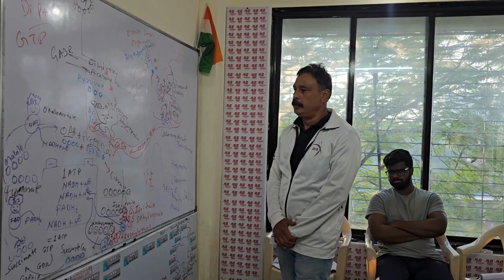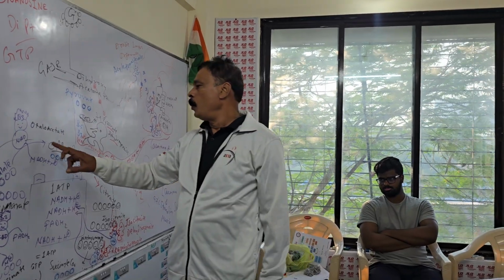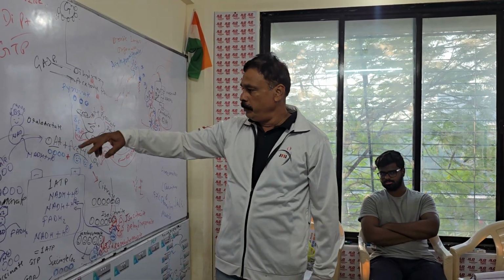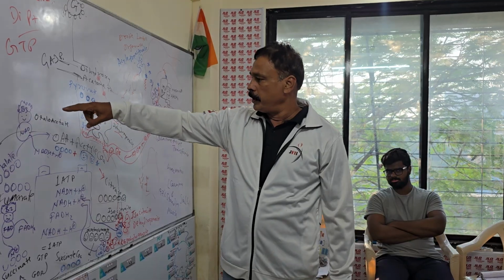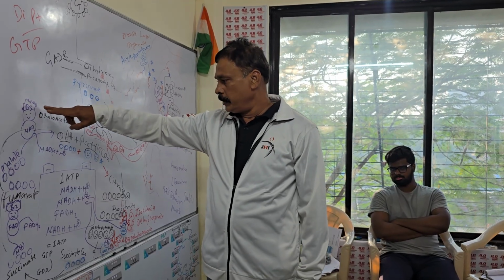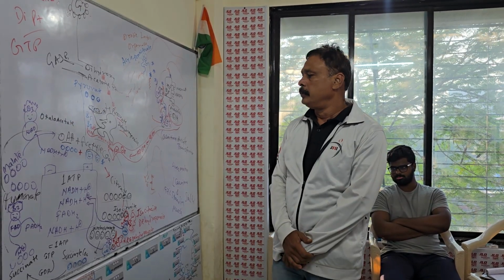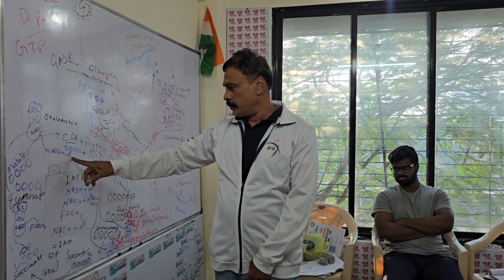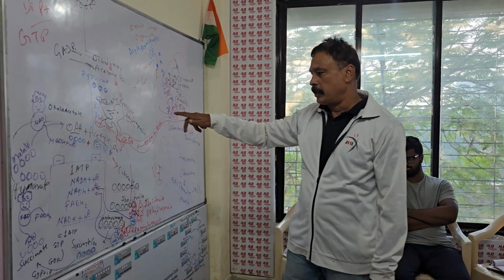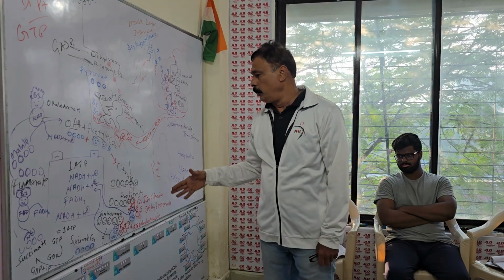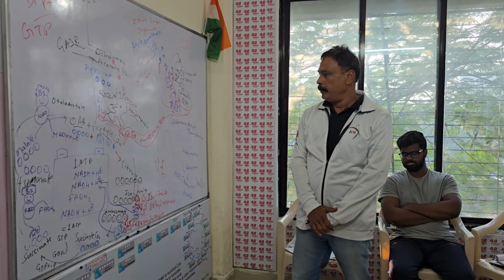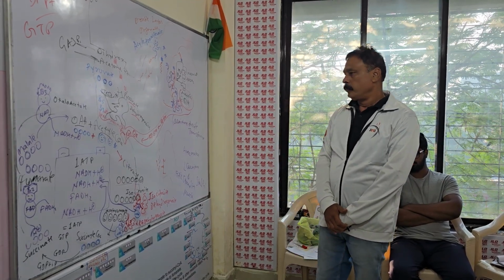From malate, it goes to oxaloacetate. In between, again there is an enzyme, and NADH plus H plus is produced. And that cycle is completed, and this is what is called the Krebs cycle and formation of ATP.